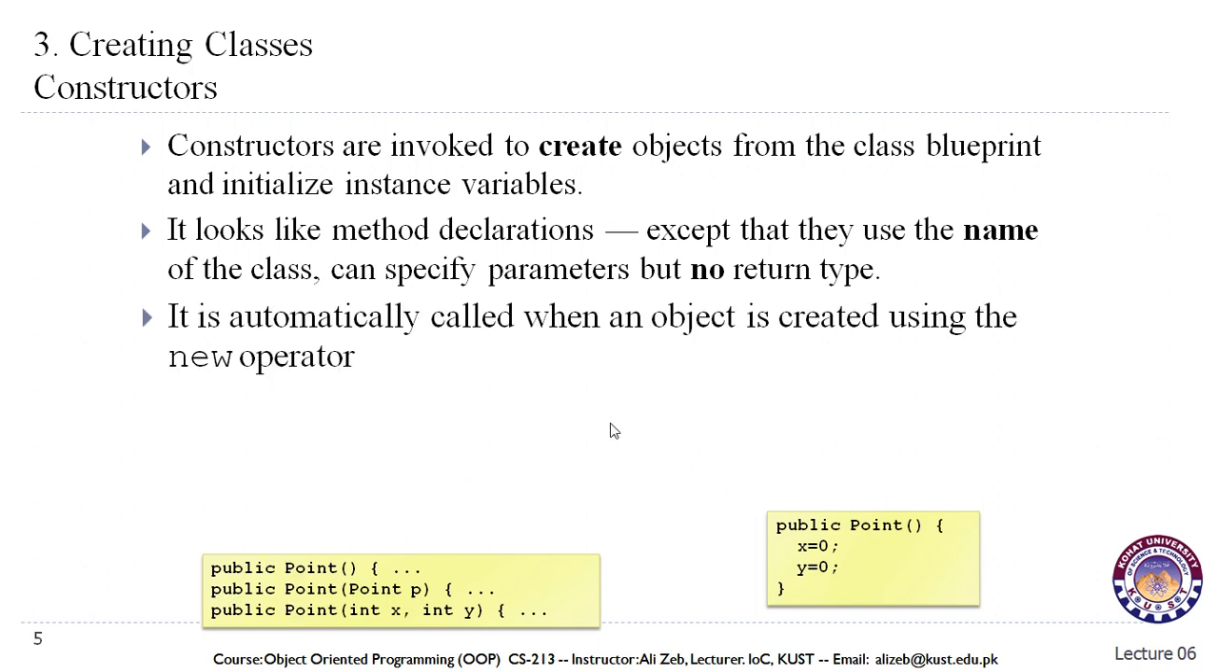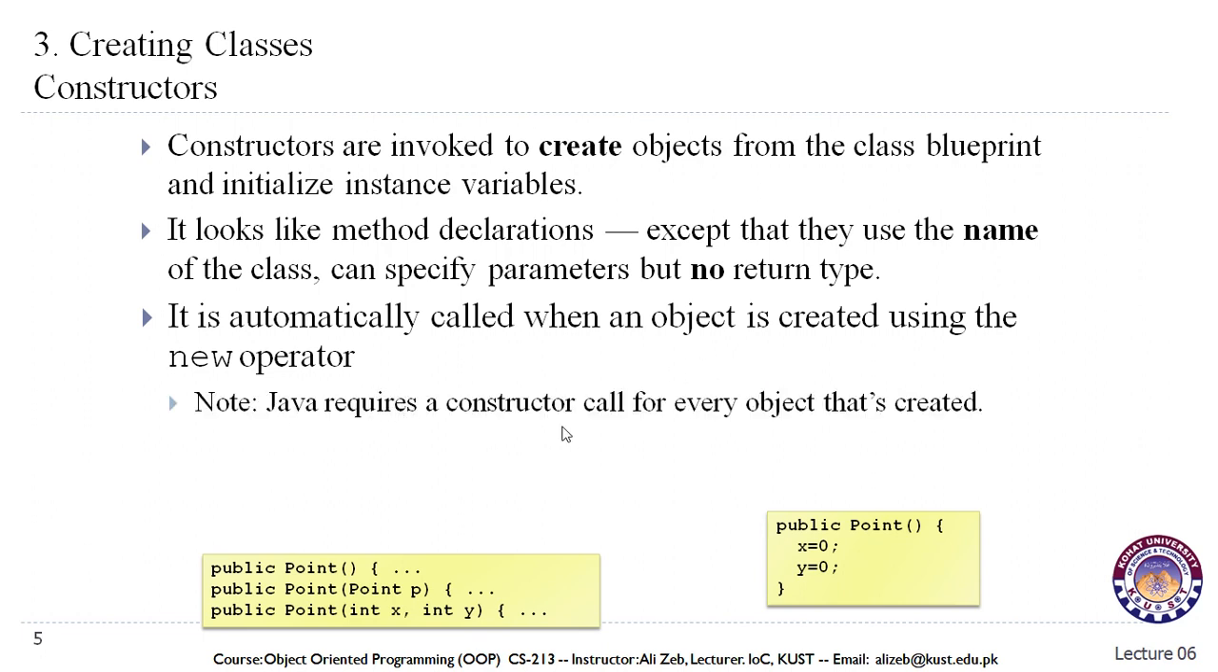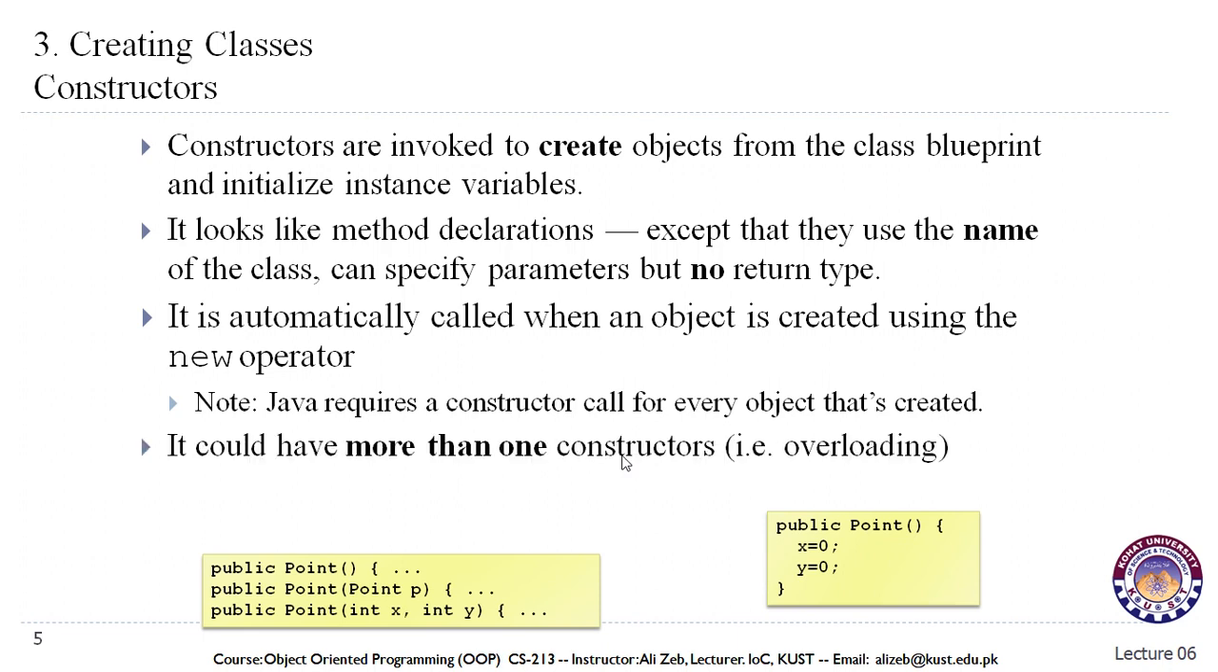It is automatically called when an object is created using the new operator, as we saw in our example, where we are able to create an object for the class using the call to the constructor. And we should note that Java requires a constructor call for every object that is created. So if we do not create a constructor in our class explicitly, Java calls the default constructor of the class to initialize the object, because Java requires a constructor call for every object that is created.